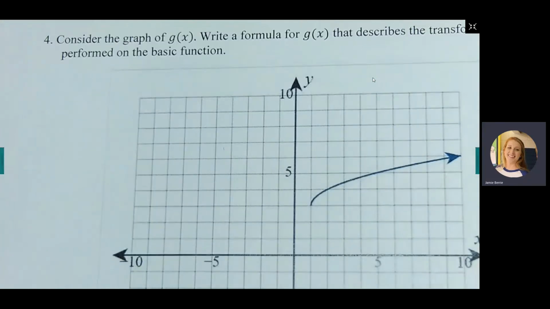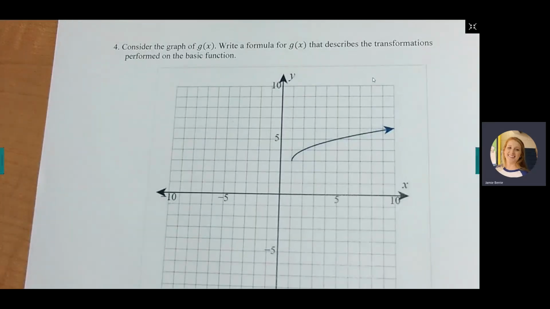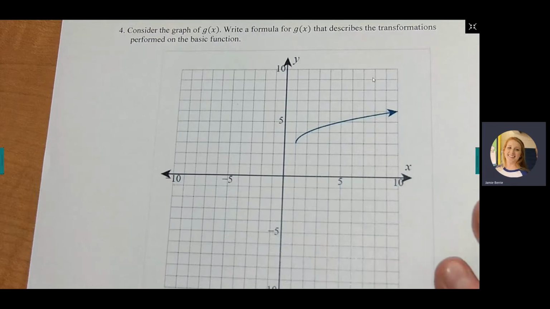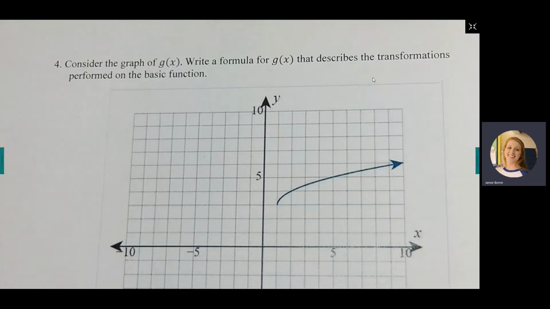This last one, I really like this one. I think it's an interesting question, but I typically don't put this one on the test. Now, you'll all have a question like this on the homework, and just a heads up, it'll never have any kind of vertical stretch or compression or horizontal stretch or compression on this one. So you don't have to worry about the stretches or compressions on this example. It says, consider the graph of g of x, so that's this function here. Trying to zoom in so you can see the directions better. Write a formula for g of x that describes the transformations performed on the basic function.